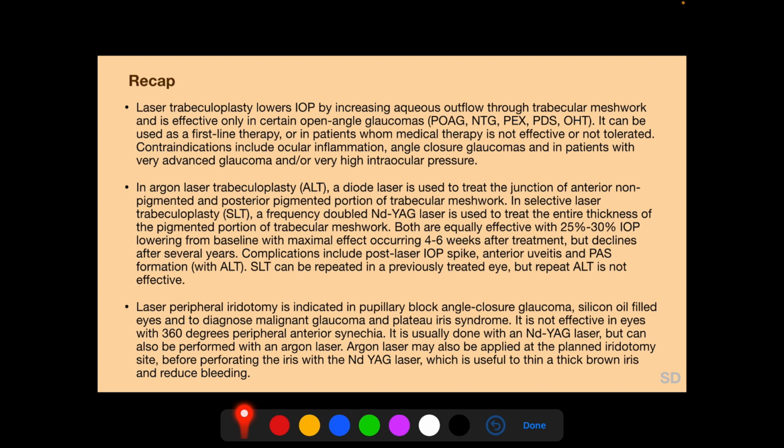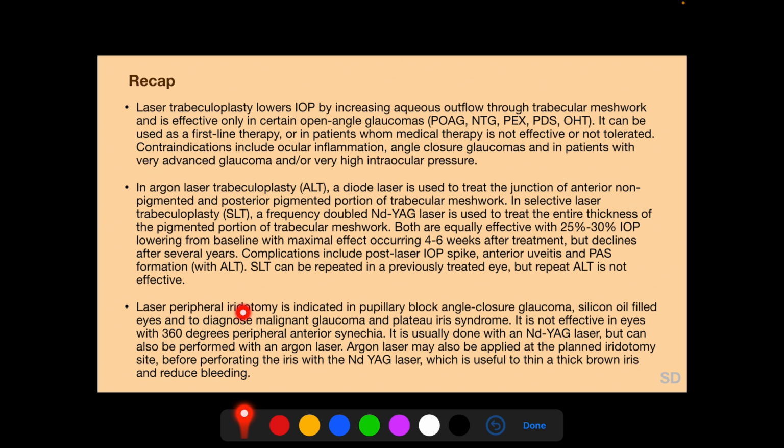But the IOP lowering efficacy of laser trabeculoplasty declines after several years. Complications of laser trabeculoplasty include post-laser intraocular pressure spikes, anterior uveitis, and with ALT, peripheral anterior synechia formation. SLT can be repeated in a previously treated eye, but repeat ALT is not effective.